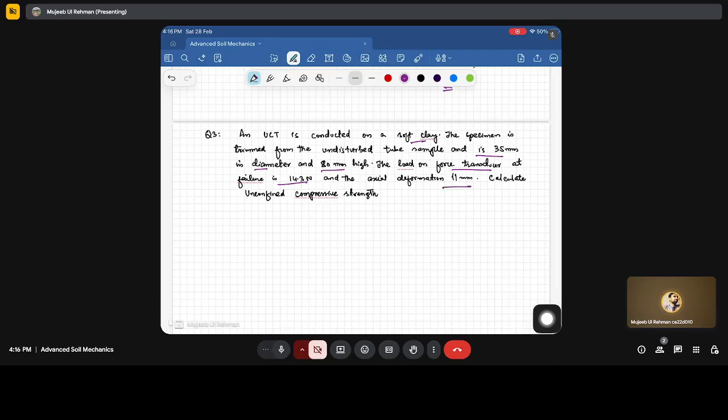So similarly, as we did in question number one, we will first determine the axial strain. Axial strain is delta L by L. Change in length is 0.11 mm.